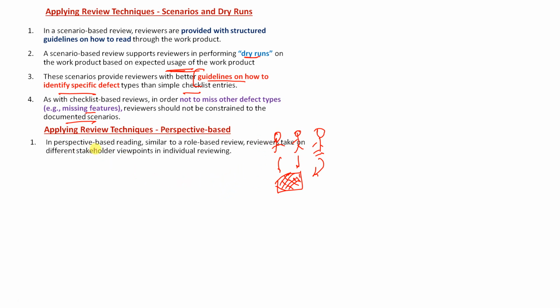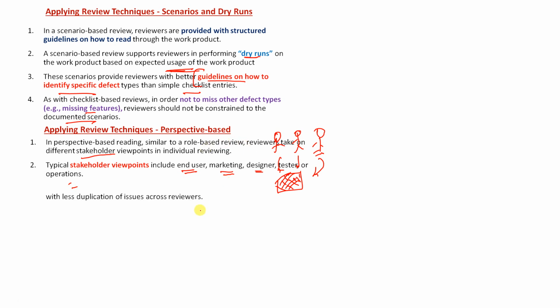In perspective based review or reading, similar to the role based review, reviewers take on different stakeholders' viewpoints. Different stakeholders are developers, testers, leads, usability experts, subject matter experts, whoever it may be. So all the different people who take part in the reviews can apply their perspective. Typical stakeholder viewpoints include end user, customer, marketing, designers, tester, operation, or even developers. Using different stakeholders' viewpoints leads to more depth.